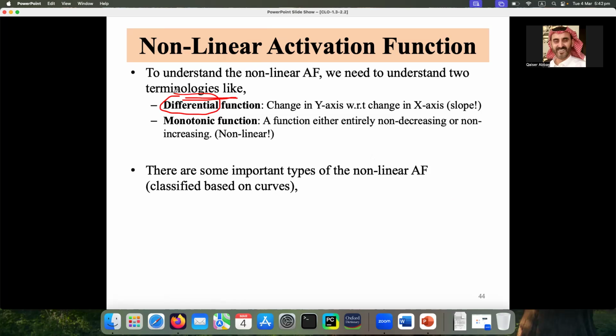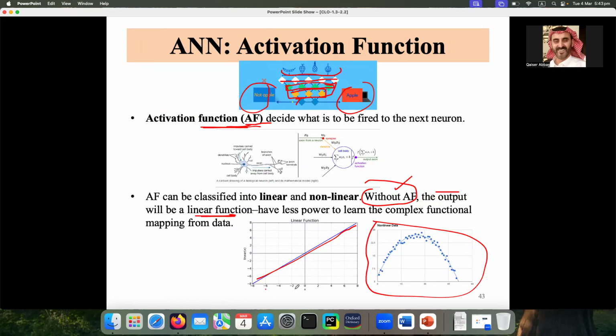A differential function would be some function which will give you the difference between two things. That's why I mentioned here that this is a change in y with respect to change in x, with respect to this x and y axis in the graph.